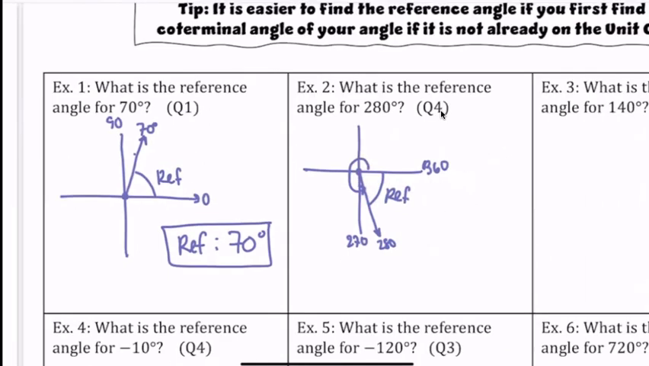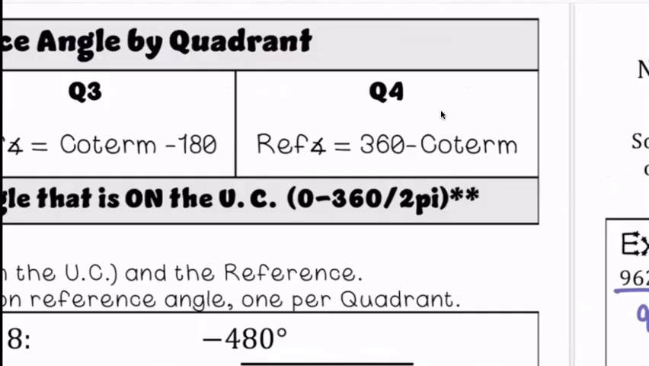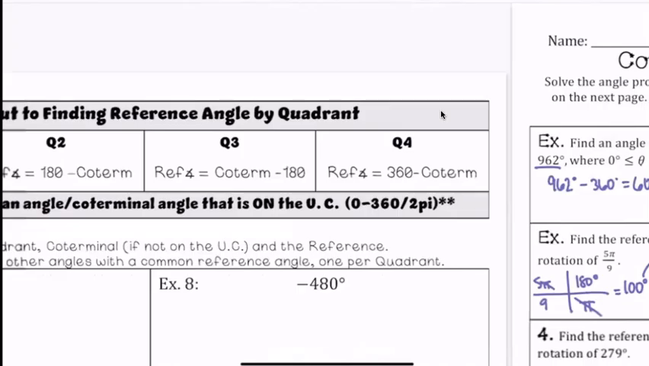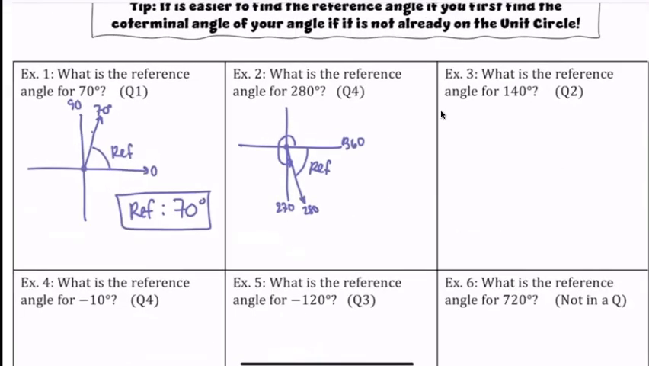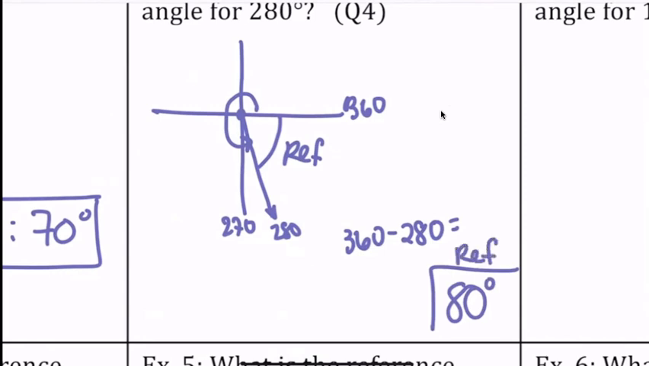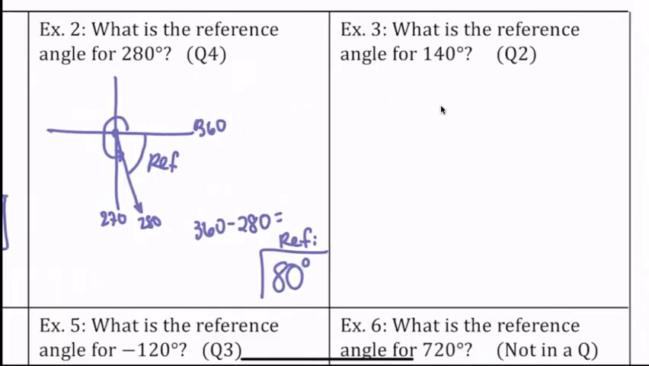So I want this part here. The way to find that, let's look over here at our shortcut at quadrant 4, is to do 360, which is one full rotation, minus our angle. And you just type that in the calculator, and you would get that our reference angle is 80 degrees. Okay, let's do one more, and then you can try a few.